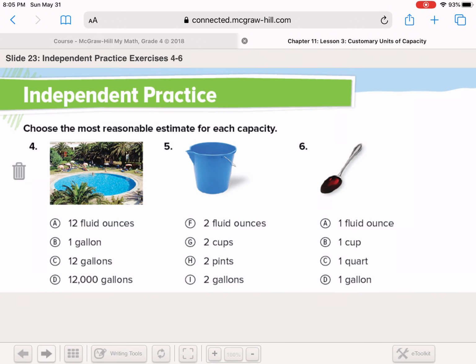Okay, so here's your independent practice. You're on your own. I'm going to go easy on you guys this week. Give you good, fun stuff. Okay? See you tomorrow on Zoom.